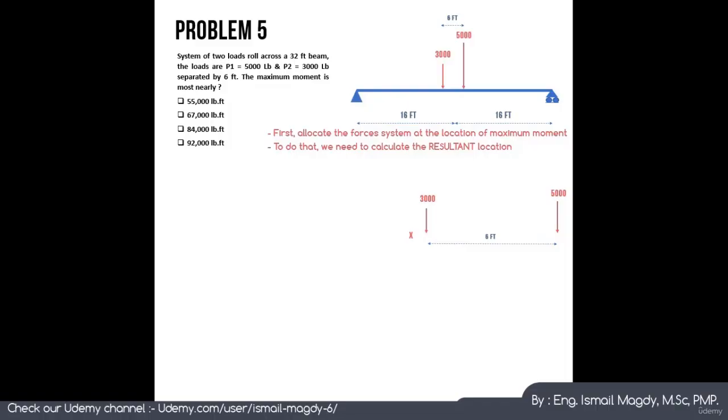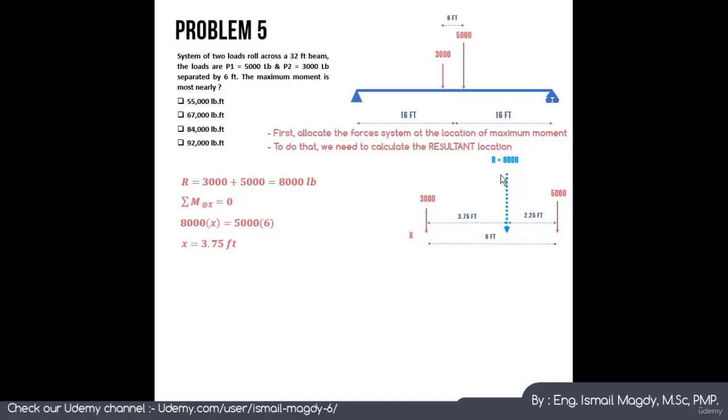First, we know that the resultant value equals 3,000 plus 5,000 equals 8,000. And to find the location, we will take sigma of the moment at point X, which means that the resultant, which is 8,000 multiplied by X, equals 5,000 multiplied by 6, which is the total distance, which means that X equals 3.75 feet. So this distance here is 3.75 and this distance here is 2.25.